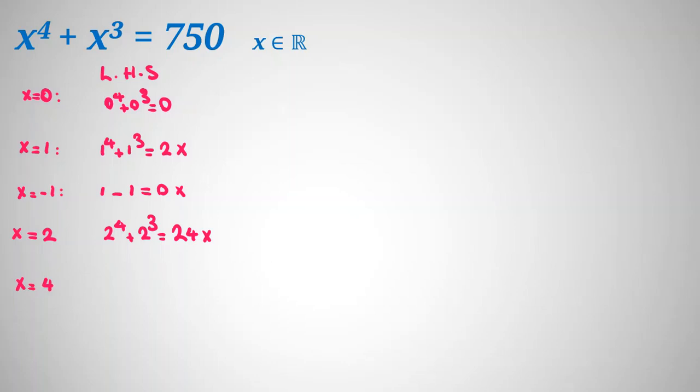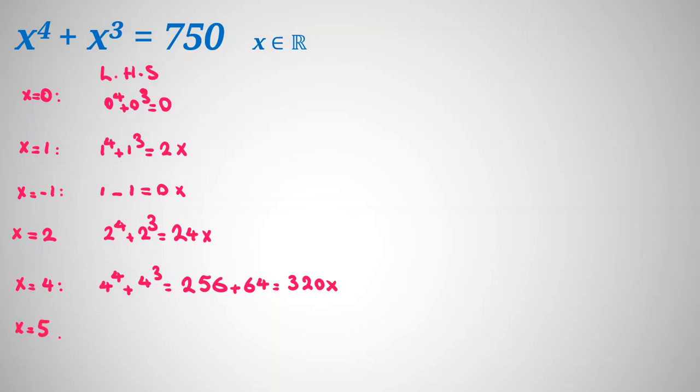Let's check x equal to 4 first. 4 to the 4 plus 4 cubed. 4 to the 4 is 256 because it is 2 to the 8, plus 64, which is 320, which is still less than 750.